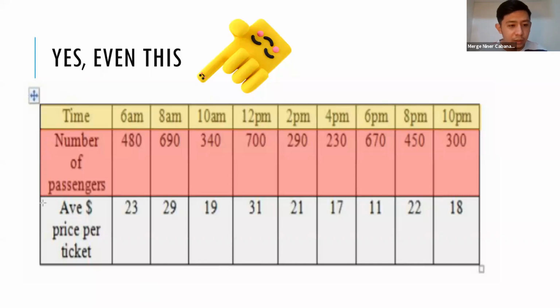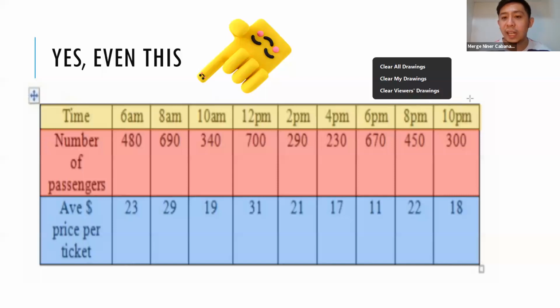There is a comparison not only between the average number of passengers and the average dollar price per ticket, but they are being compared strategically with a difference of time. So we have the 6 a.m. figure compared to 8 a.m., 10, 12, 2, 4, 6, 8, and 10. The data is moving over time. And that is the reason why the line graph approach is necessary for this.